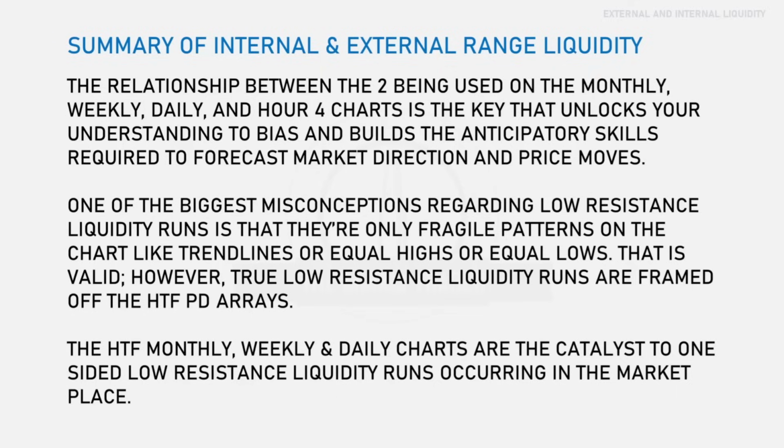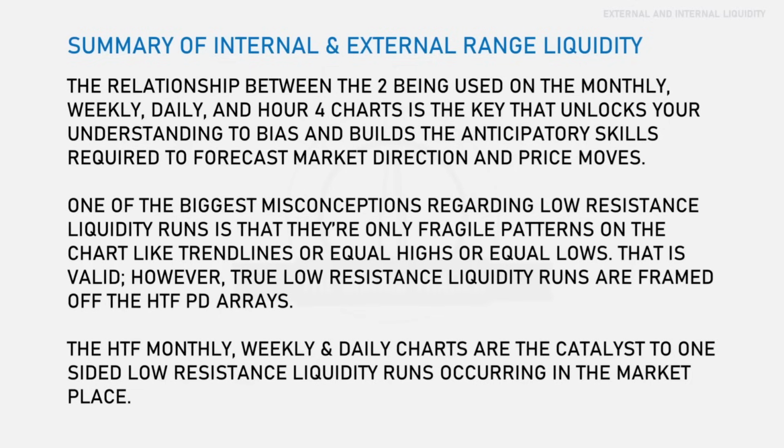So let's summarize internal to external range liquidity. The relationship between the two, being used on the monthly, weekly, daily and 4 hour chart, is the key that unlocks your understanding of bias and builds the anticipatory skills required to forecast market direction and where price most likely will move. One of the biggest misconceptions regarding low resistance liquidity runs is that there are only fragile patterns on a chart like trend lines or equal highs or equal lows, but that is valid.